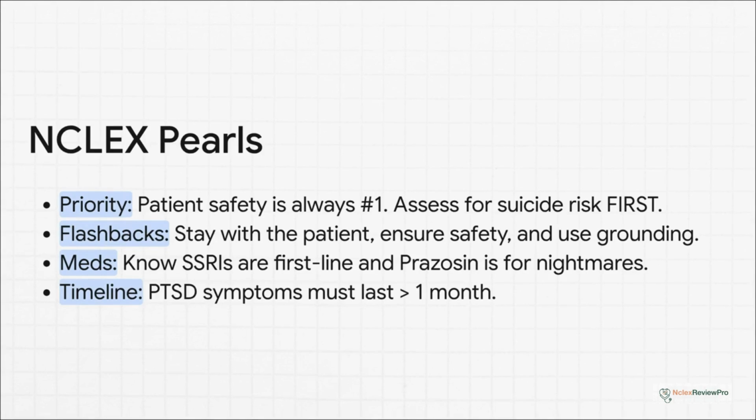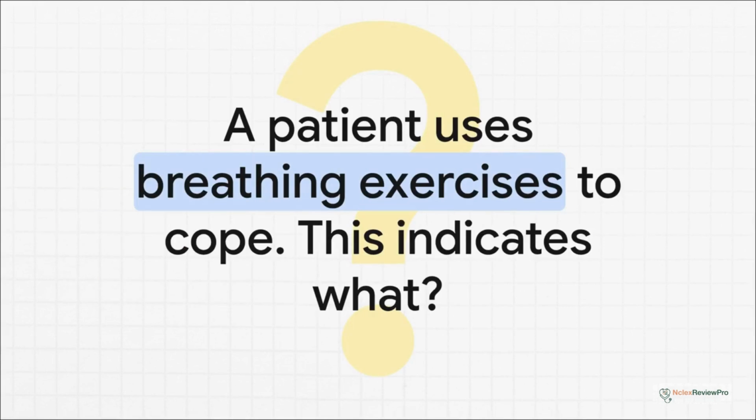3, for communication, validate their feelings, but never, ever force them to talk about the trauma. 4, meds, SSRIs are your first choice, and prazosin is for nightmares. And 5, the timeline. It's PTSD if symptoms last longer than 1 month. If you can remember these 5 pearls, you are in fantastic shape. So let's circle all the way back to that first question about the combat veteran. What's your priority? By now you know. It's ensuring their immediate safety, staying with them, and using that calm, grounding communication.